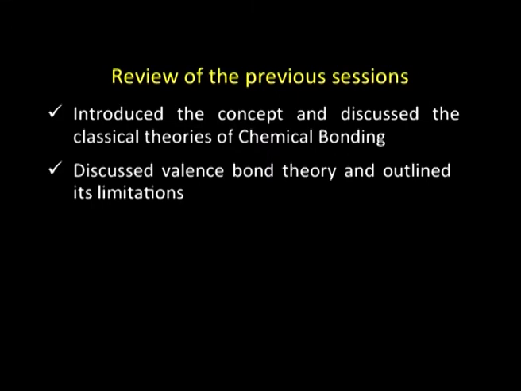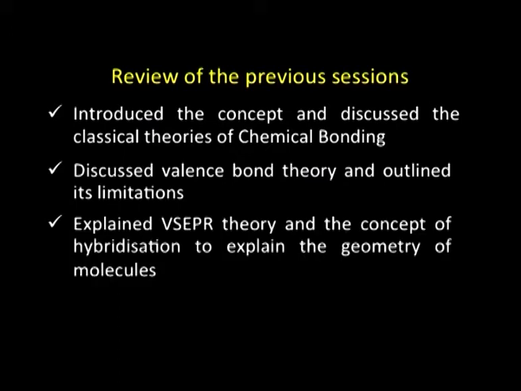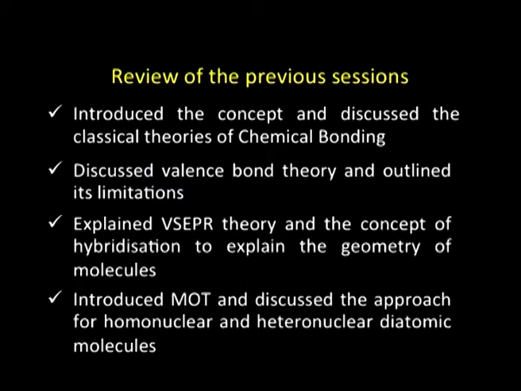Having done that, we took up two different theories. One is VSEPR theory and second, the concept of hybridization, which is based on the valence bond theory. These two were used to explain the geometry of molecules, and then towards the end we took up the concept of molecular orbital theory and discussed the approach for homonuclear and heteronuclear diatomic molecules. That is all we have done so far.